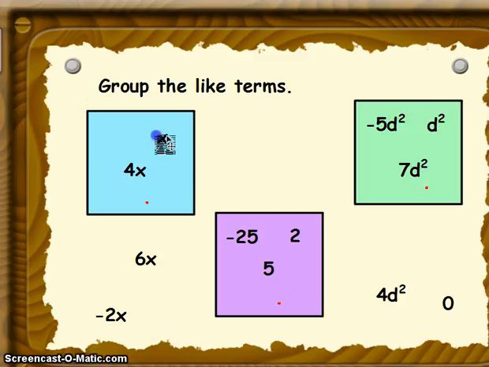Here's an x. That goes over with the x's. That goes over with the x's, and here's a negative sign. We're going to talk about that in just a second. And 4d squared goes here. And 0, yes, 0 is also a constant. So you can see I've grouped these terms together. And now what we would do is combine them. So we're going to combine them in the next part of this video.